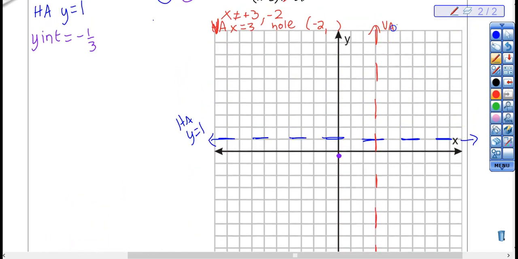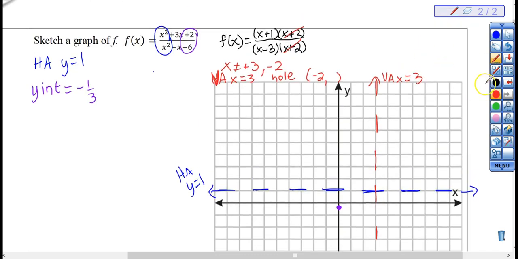So there's our vertical asymptote, x equals 3. But the other one, negative 2, isn't an asymptote. It's just a hole in the graph. So I'm going to go back, and I'm going to simplify my function by canceling out the common factor. So x plus 1 over x minus 3. So let's focus on that. We need to find the other part of the hole.